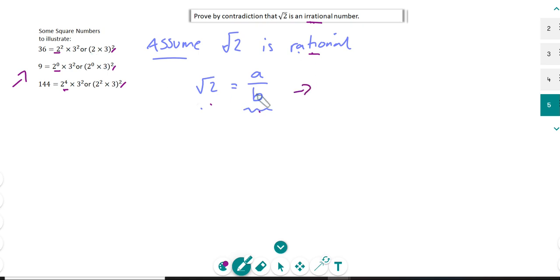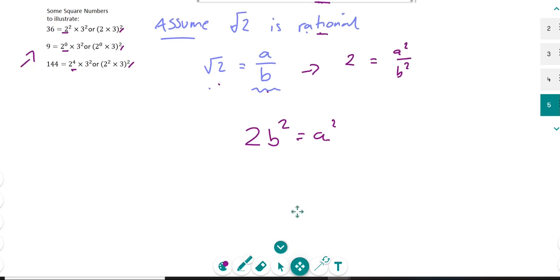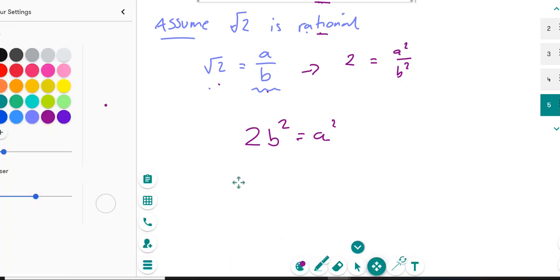I'm going to manipulate this a bit further. These steps will be the same as other proofs you may have seen. So we square both sides, we rearrange, and we rearrange to 2b squared equals a squared. This is where it gets interesting, because we're going to look at the right hand side and the left hand side. We're going to come up with some statements, and we're going to find out what's happening here.